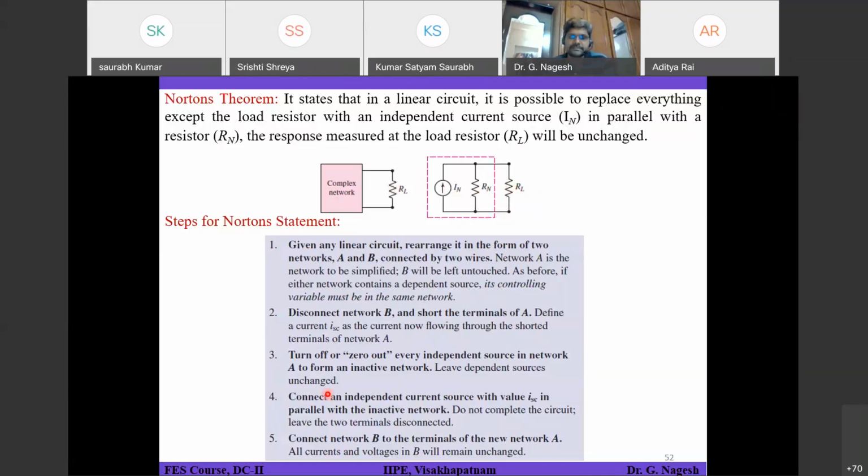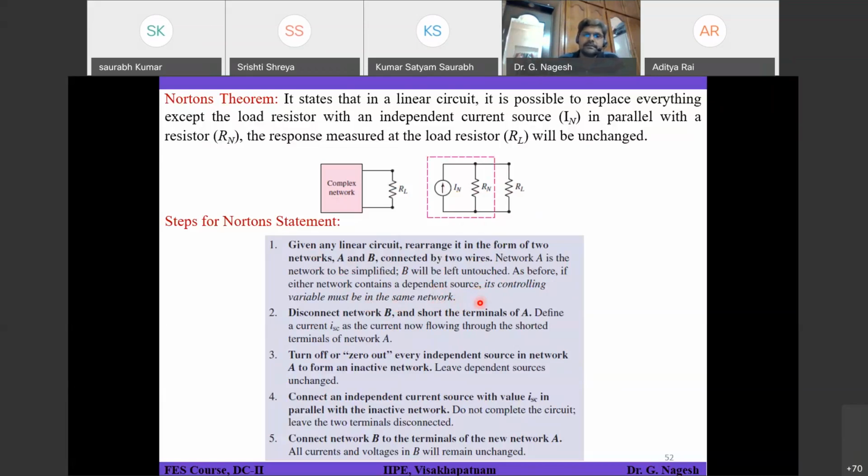So the steps are almost similar to the previous case. Given a linear circuit rearranged in the form of two networks A and B, connected by two wires, network A is the network to be simplified, as we have seen in that case also. Network B is left untouched. As before, if either network contains a dependent source, its controlling variable must be in the same network. We are not going to change the dependent source. It will remain as it is.